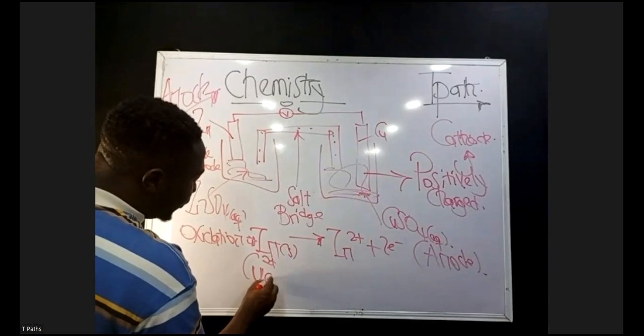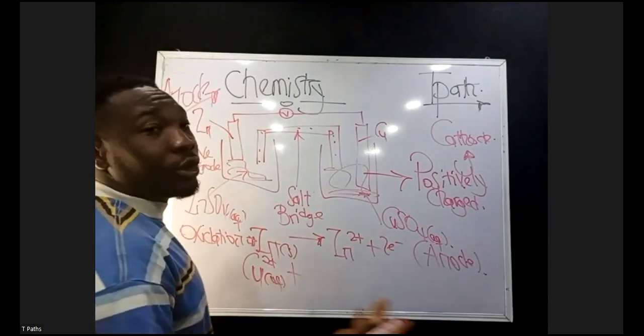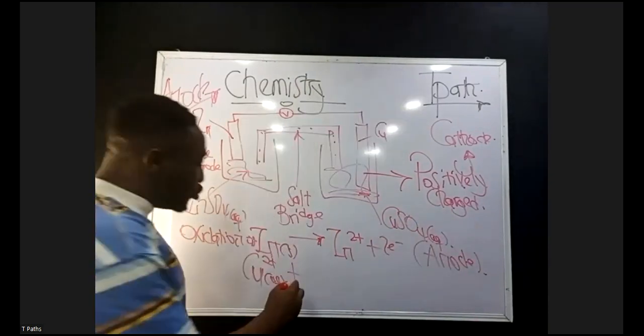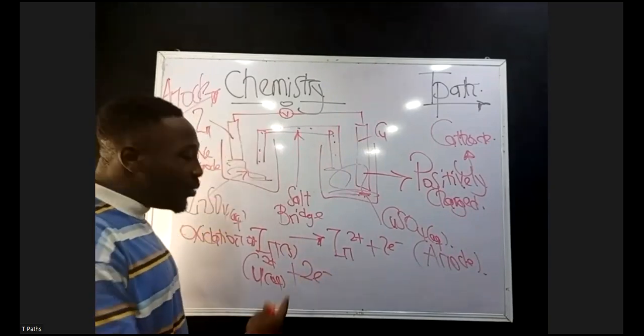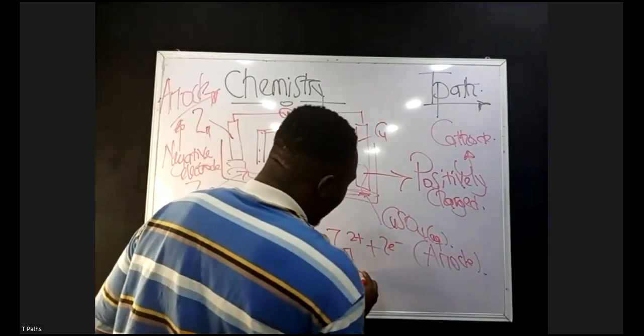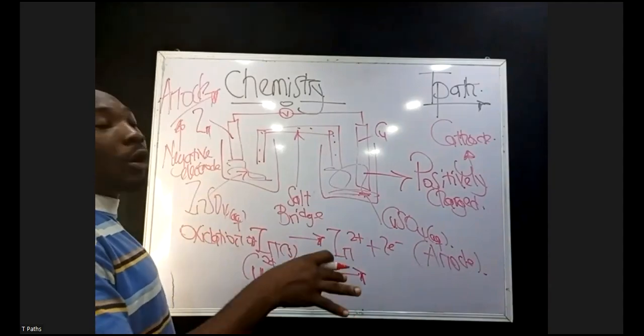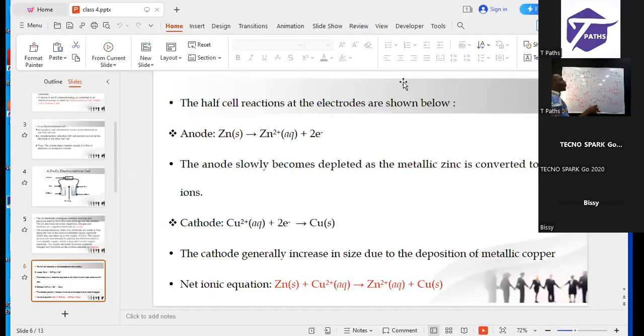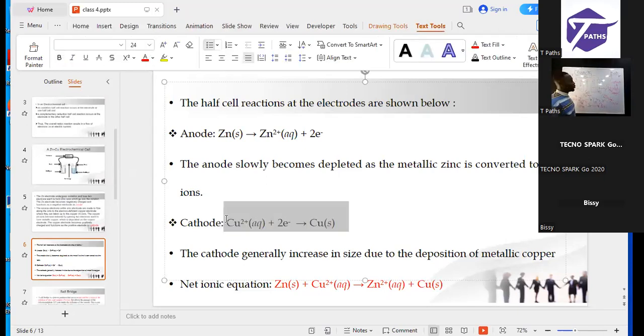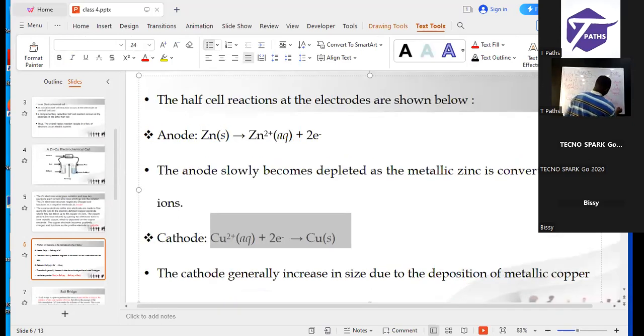Copper 2+ aqueous, they get reduced by gaining 2 electrons. And now it's making more sense. When they gain 2 electrons, a metallic copper is deposited at the electrode. This metallic copper, copper solid, is deposited at the cathode. And that's what you have here, the cathode. This is the reduction.